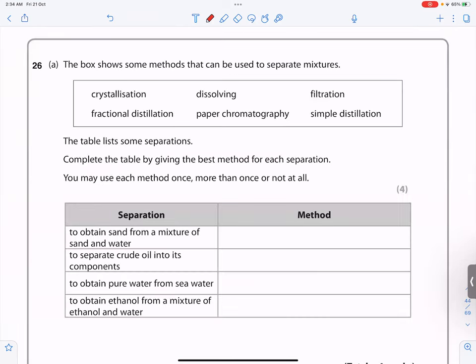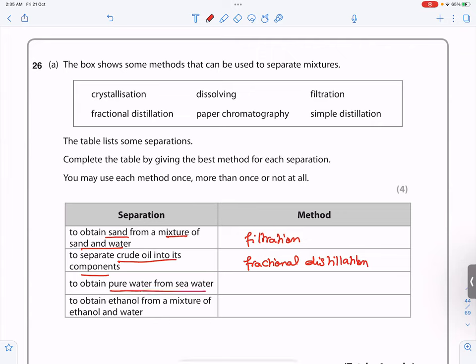Question 26. The box shows some methods that can be used to separate mixtures. First, to obtain sand from a mixture of sand and water, this is filtration. To separate crude oil into components, here it is fractional distillation.